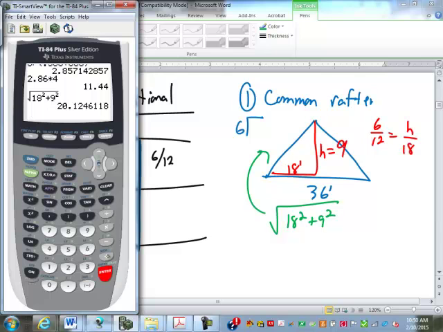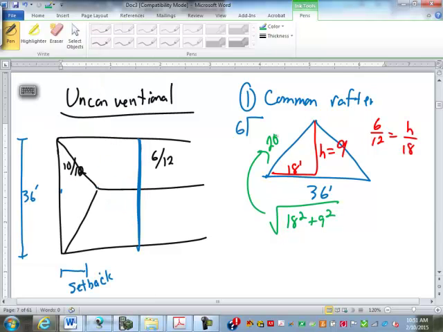Giving us 20.125 feet. So that's the length of our common. That's right here. We need that length because remember there's going to be a different decrease on this side as there is on this side. That's going to be the main side decrease that we'll find with that length.